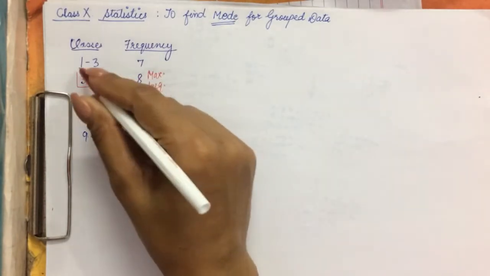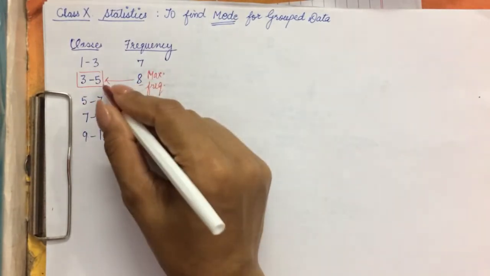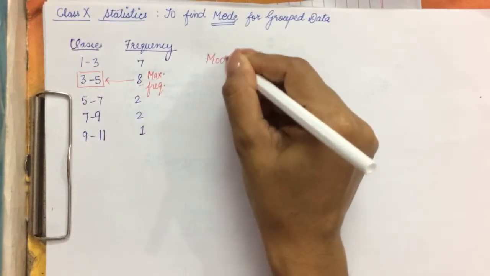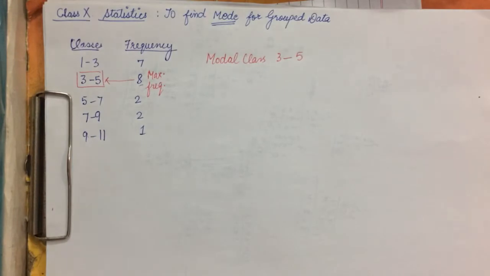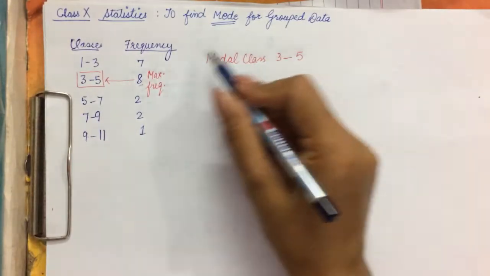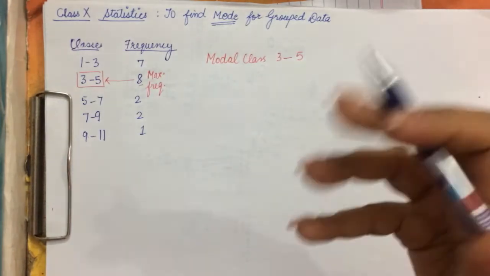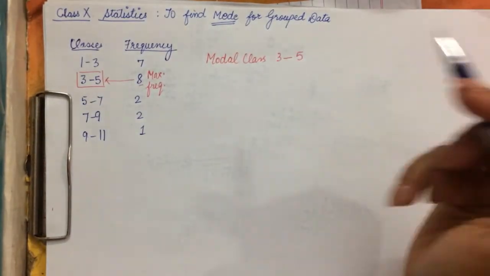The class to which this maximum frequency belongs is your modal class. So the modal class is 3 to 5. And what do we understand by modal class? Mode means the value which appears the maximum number of times.